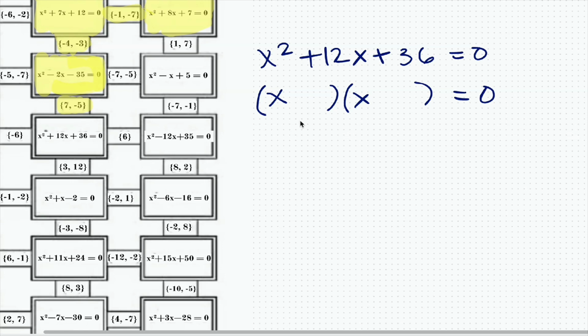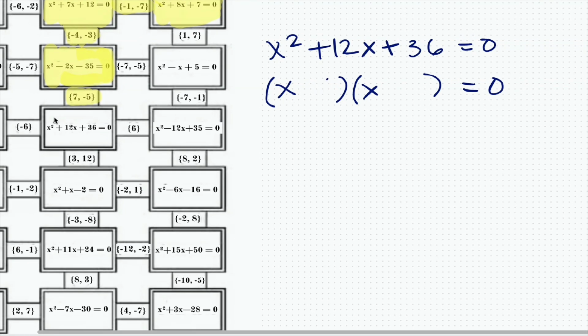I think let us use the option 6. Okay, I think this is a perfect square trinomial. Positive 6. Why? Because 6 times 6 is 36, and 6 plus 6 is 12. So the answer would be x plus 6 equals 0.